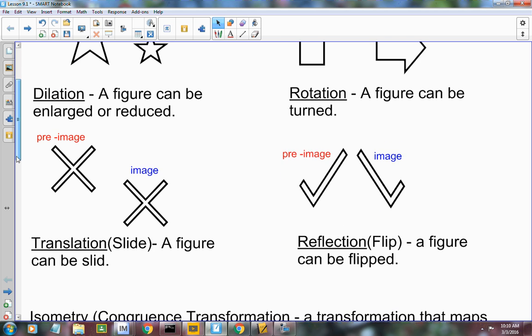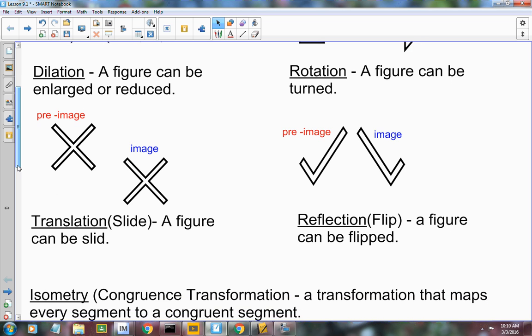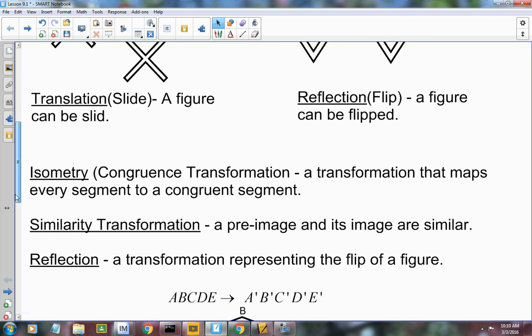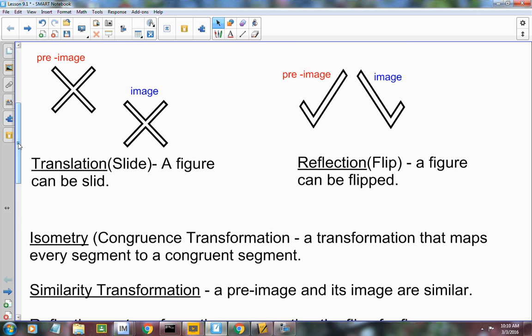Rotation is sometimes called a turn. You have your translation, which is also a slide, and that's when you take and you move something left, right, up, down. And then you have your reflection or your flip, which is what we're going to talk about today, and that's when you take and reflect something over a line of reflection.